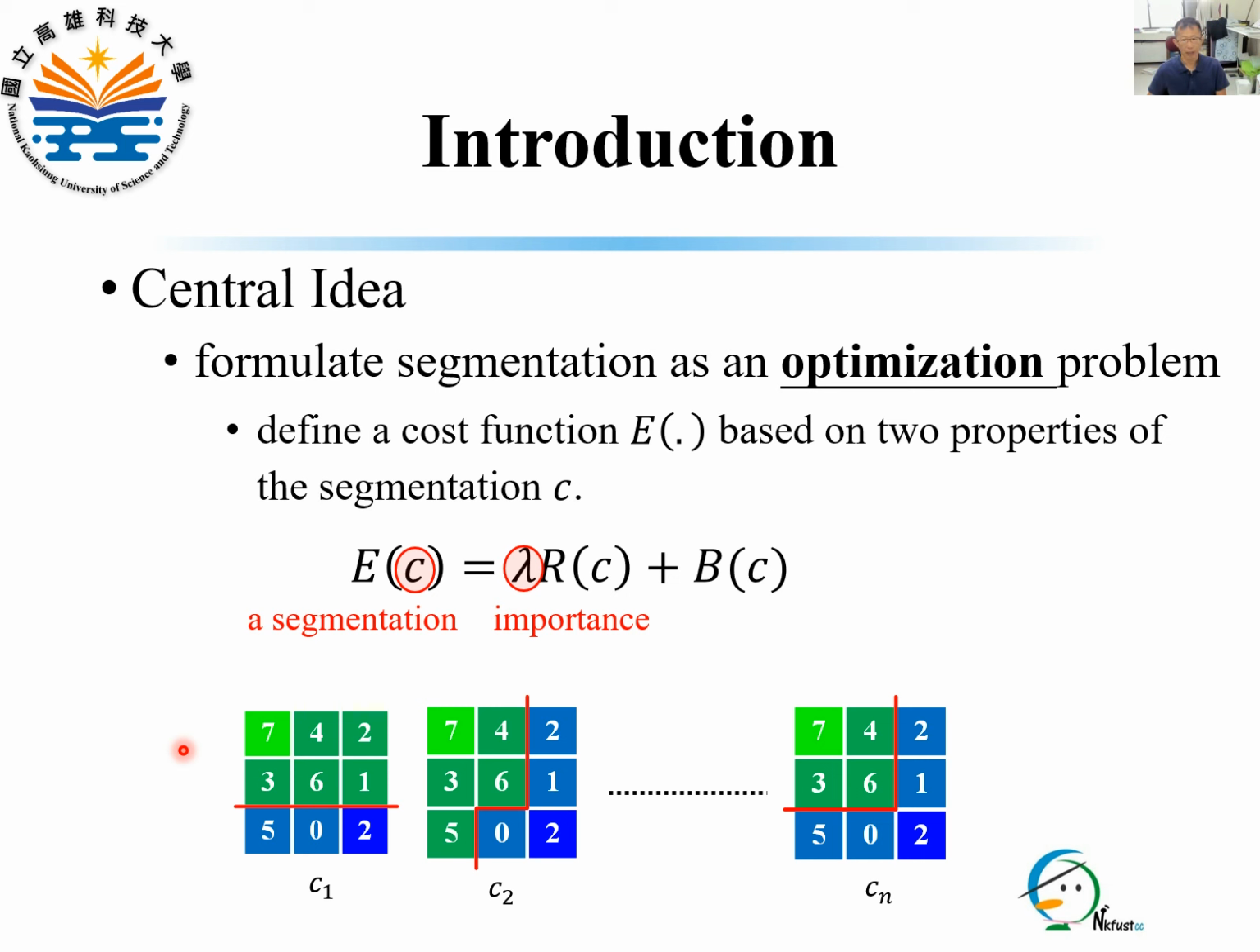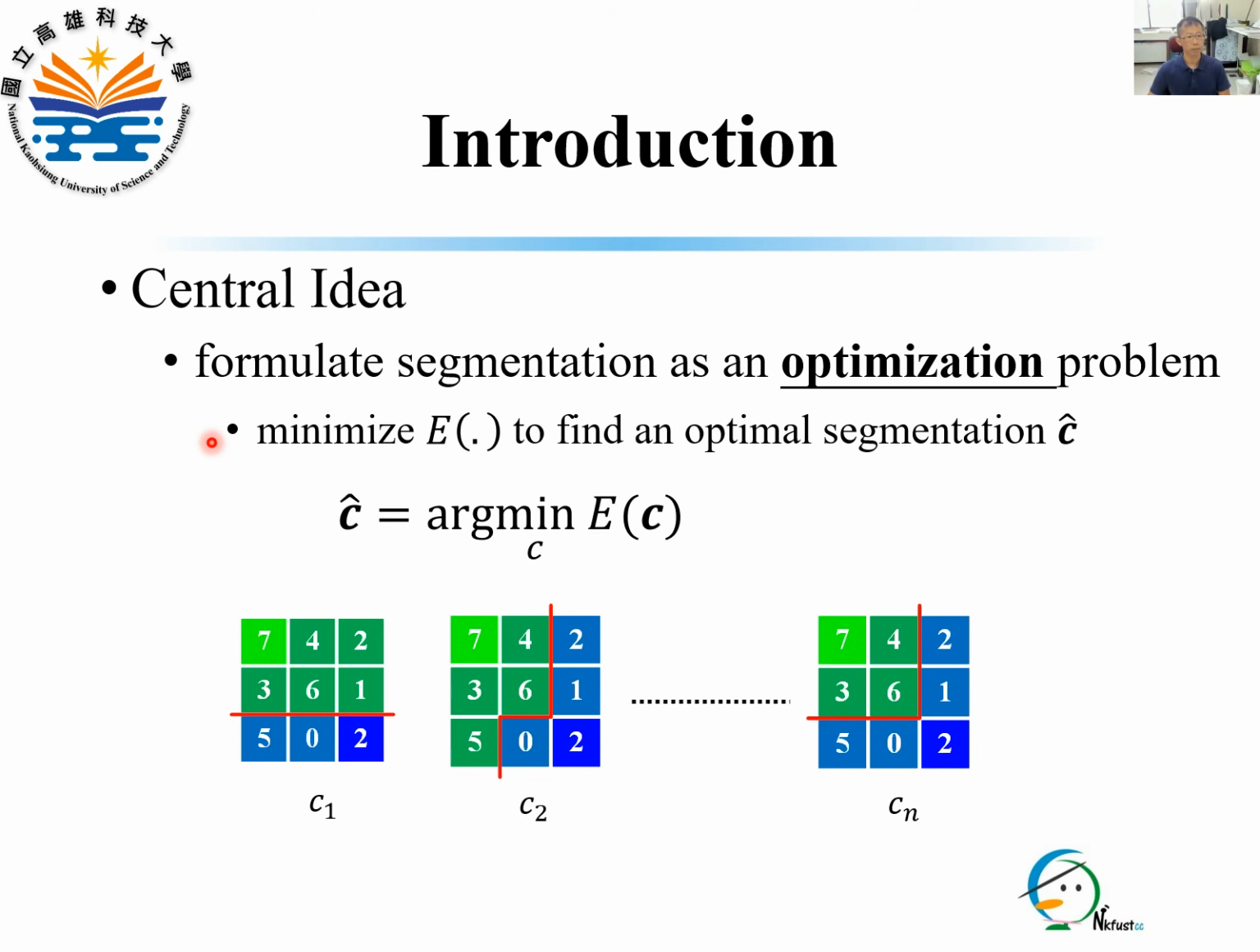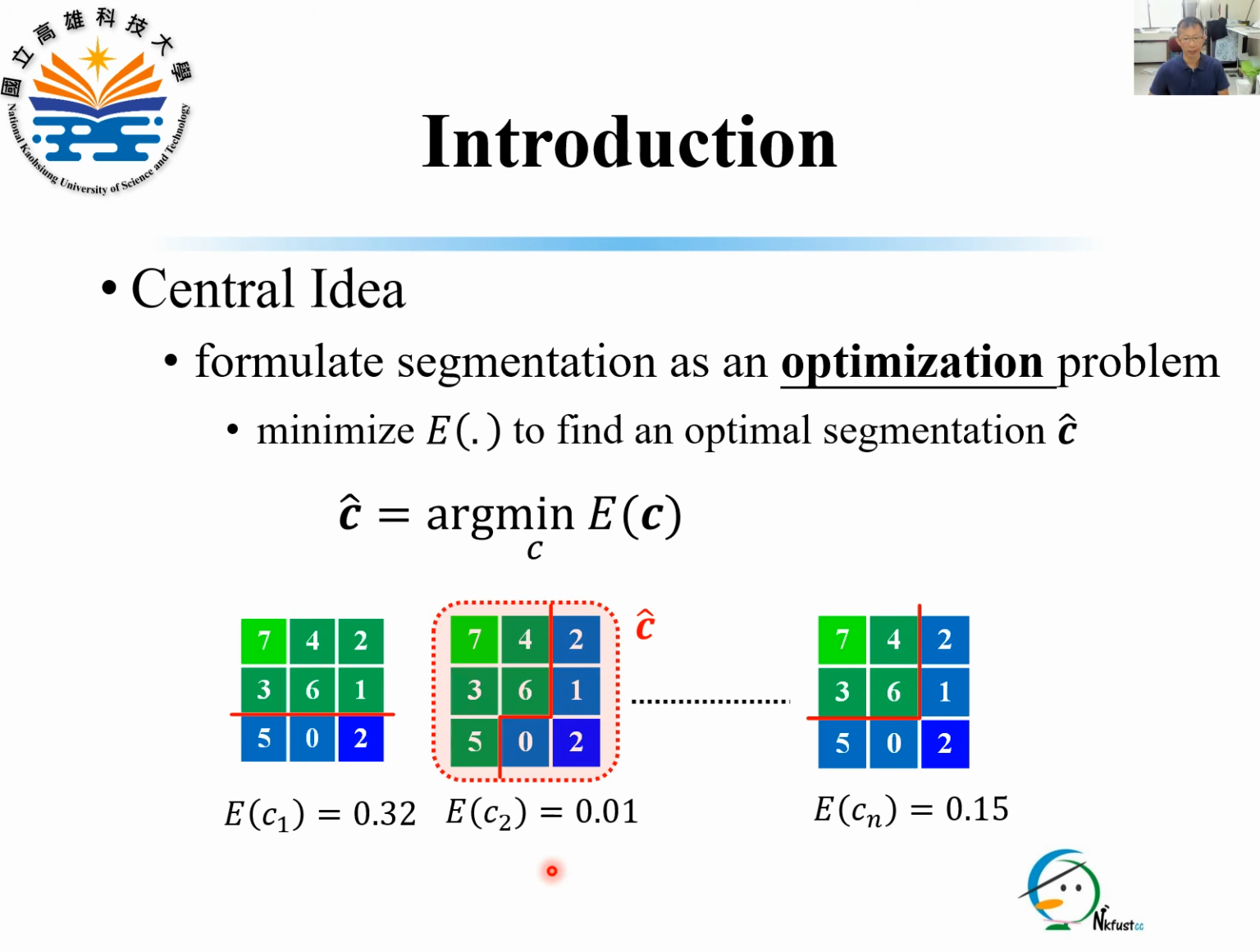Below are some possible segmentations, where green points represent objects and the blue points indicate backgrounds. According to such a formulation, the algorithm aims at minimizing E so as to find an optimal segmentation C hat as expressed in the given equation. Assume the costs of these segmentations are displayed here. The segmentation with the lowest cost is considered as the result.